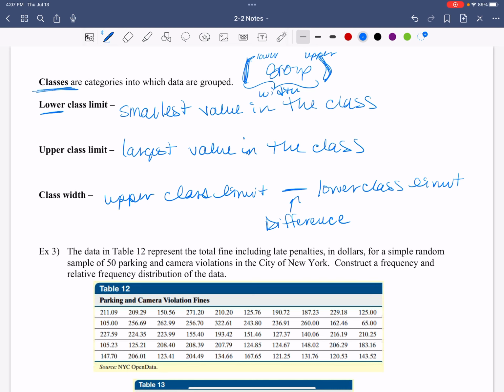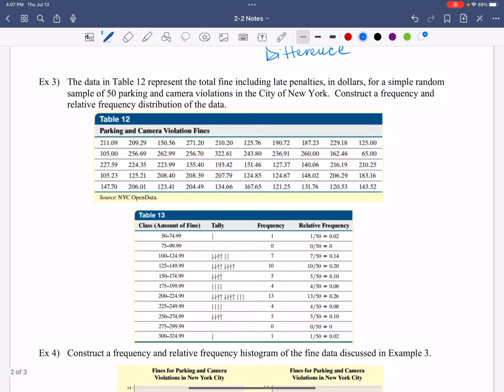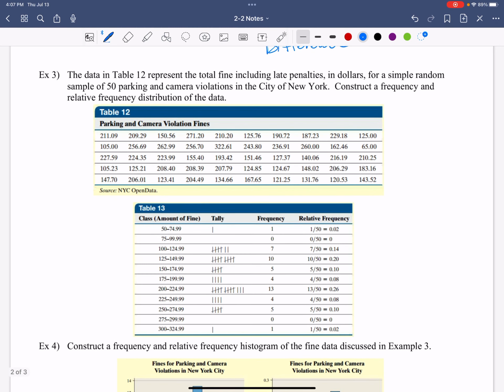All right? Okay, so here's a representation of that. So in this table 12 represents the total fine, including late penalties in dollars, for a simple random sample of 50 parking and camera violations in the city of New York. Construct a frequency and relative frequency distribution of this data.